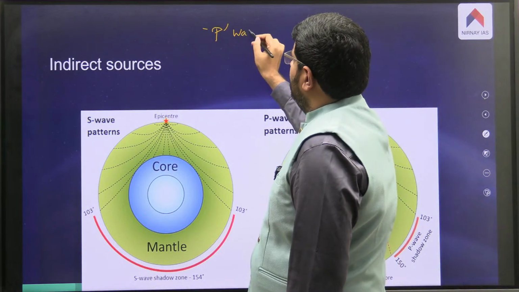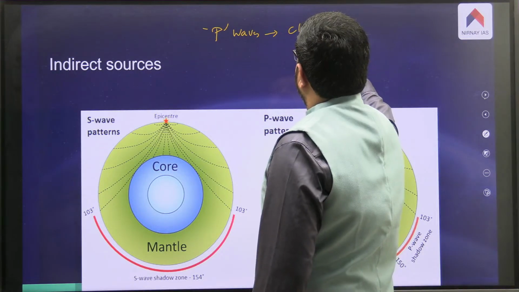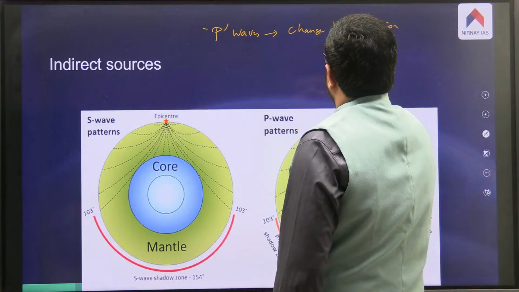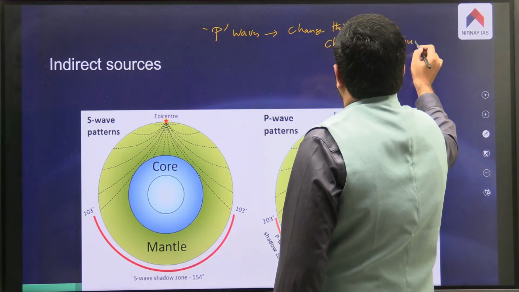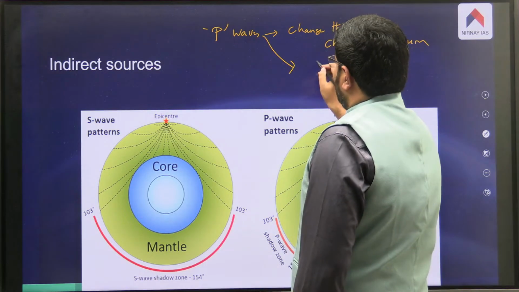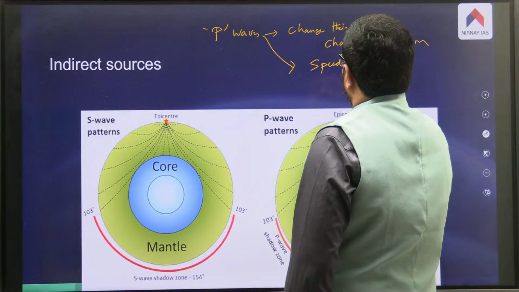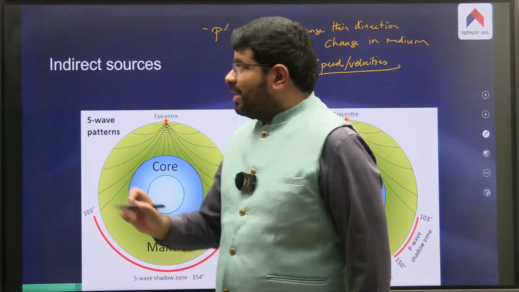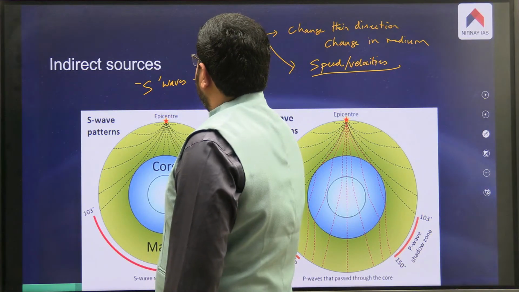Primary waves change their direction when there is a change in medium. Not just direction, but also the speeds, the velocity. There is a change. Similarly, secondary waves, they don't travel in liquid medium.